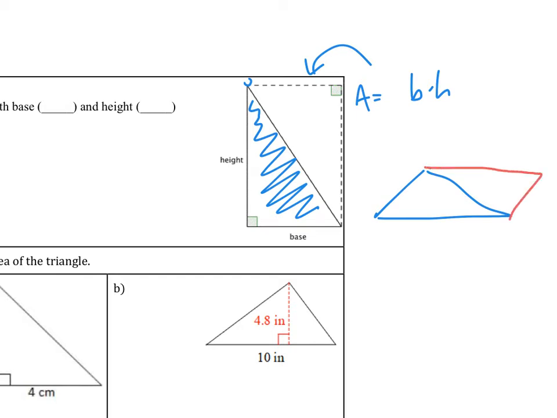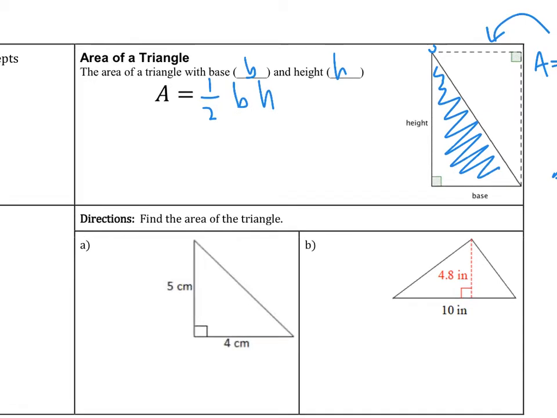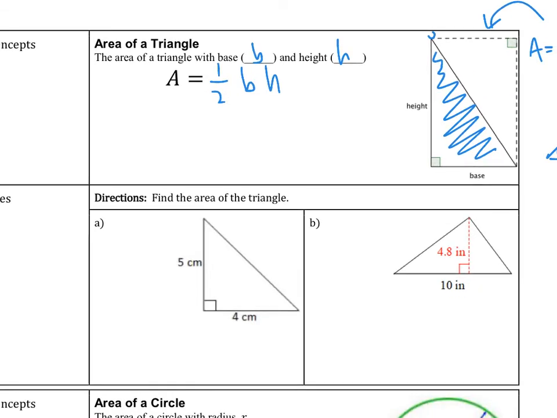If I take this blue triangle, and I make an exact copy of it and attach it to itself, I would get a parallelogram. So we can see that any triangle is half of a parallelogram. So the area is 1/2 of base times height. If we have a base B and height H, a triangle is 1/2 B times H. Now, the base and height always have to be perpendicular to each other.